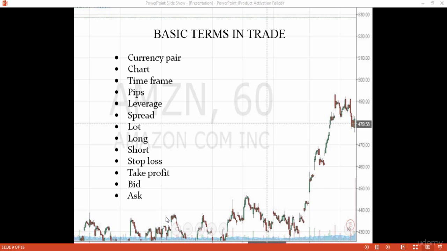These concepts include a currency pair, chart or graph, time frame or time zone, pips (the measuring unit on the stock market), leverage or financial levers, spread or brokerage commissions, lot (size of stake), long (buying position), short (selling position), stop loss (loss option limits), take profit (limit gain option), bid price, and ask price. We will now explain each of these concepts in a little more detail.